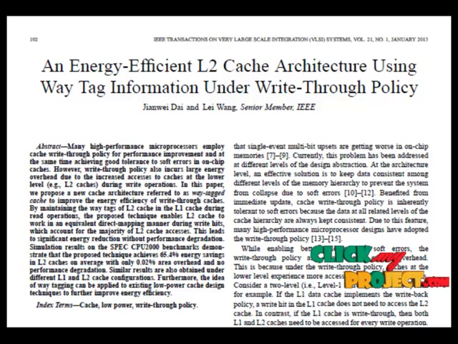Multi-level on-chip cache systems have been widely adopted in high-performance multiprocessors. To keep data consistent throughout the memory hierarchy, write-through and write-back policies are commonly employed.